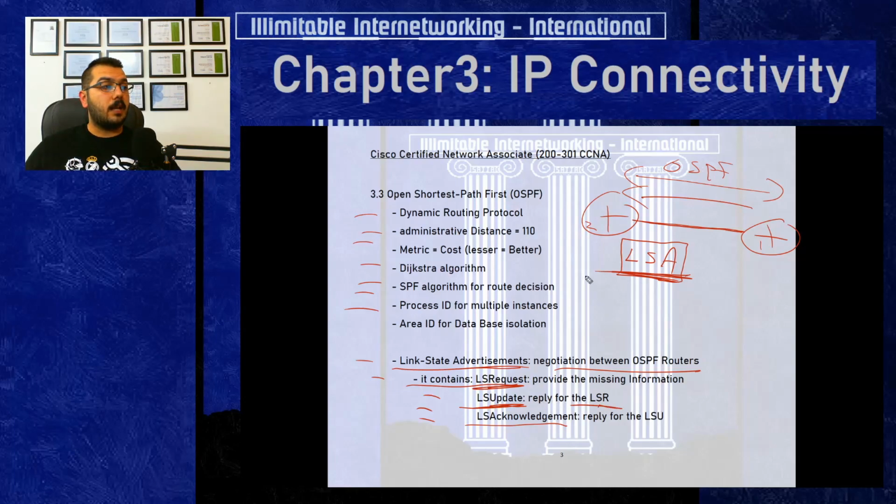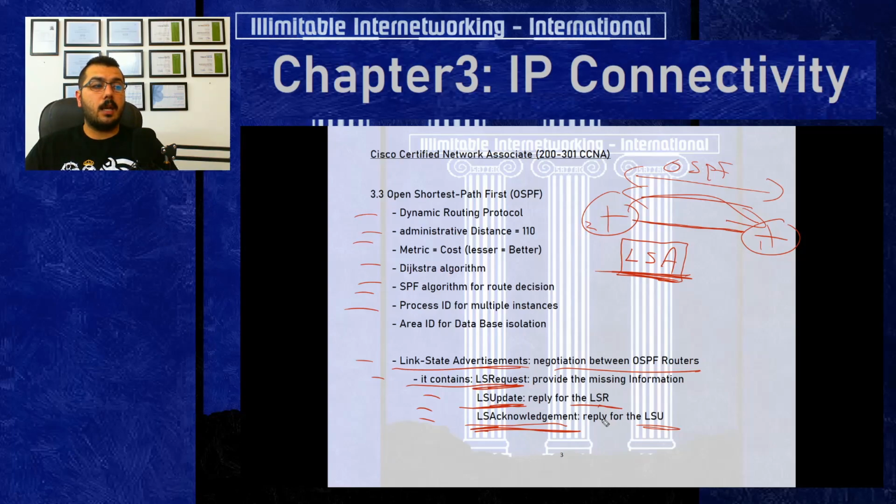After I receive the update, I must thank him and inform him, thank you for cooperating, and inform him that I got the missing information I requested from you. So third, I will send a link state acknowledgement, which is the reply for the update. Not a lot of details must be mentioned in the new CCNA about the link state and the LSAs. These are the brief things that I have mentioned about them.